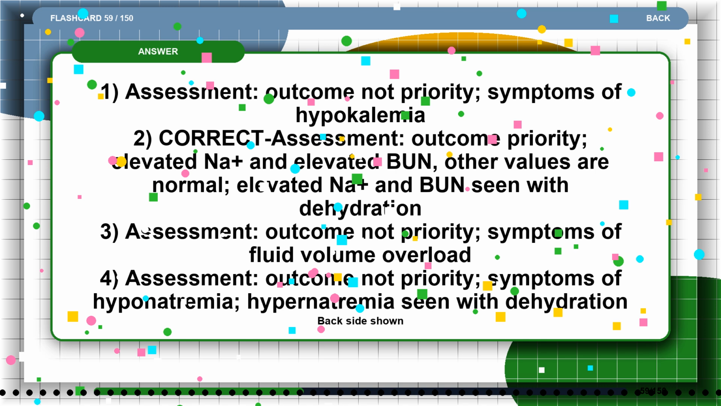3. Assessment. Outcome not priority. Symptoms of fluid volume overload. 4. Assessment. Outcome not priority. Symptoms of hyponatremia. Hypernatremia seen with dehydration.